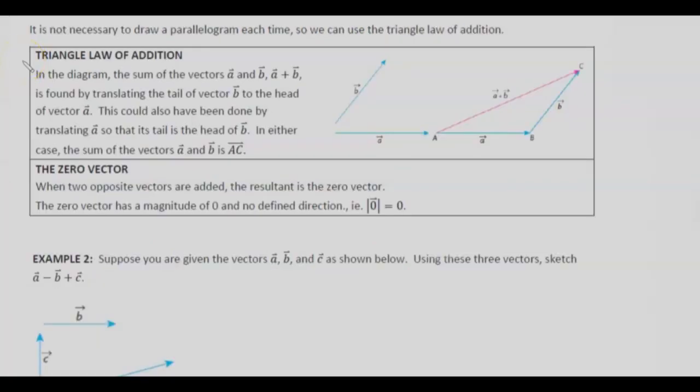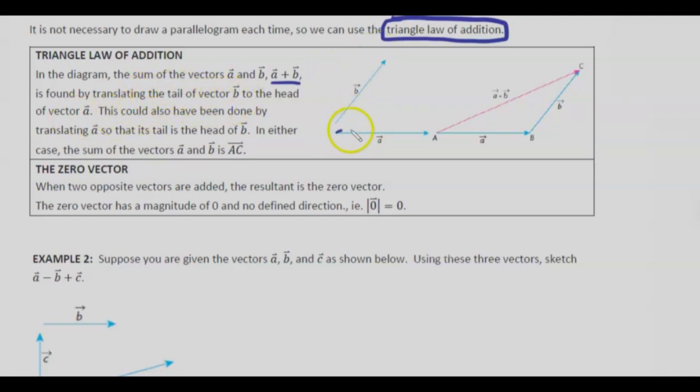So it's not necessary to draw a parallelogram each time. So we can use the triangle law of addition. Okay, so this is just like half the parallelogram law. So the triangle law of addition, this is more the one that I'll use in this class. In the diagram, the sum of the vectors a and b, so in other words, vector a plus vector b, is found by translating the tail of vector b to the head of vector a.